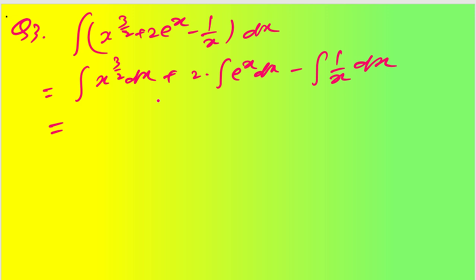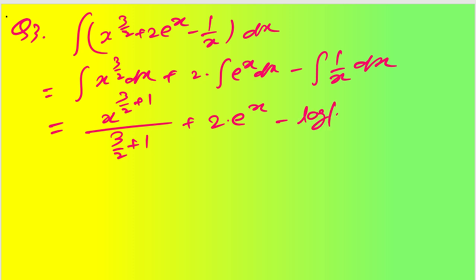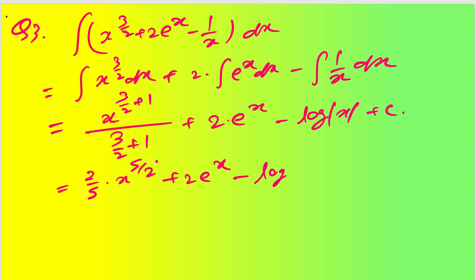Okay. Then x to the power 3 by 2 plus 1 divided by 3 by 2 plus 1 plus 2 e to the power x, integration is e to the power x, then minus 1 by x, its integration is log x. You can write mod x so that you don't have to worry later about the values of x. And it can be written as what? 3 by 2 plus 1, that is 5 by 2. So 2 by 5 I can write into x to the power 5 by 2. Okay. Plus 2 e to the power x minus log x plus c. Okay.